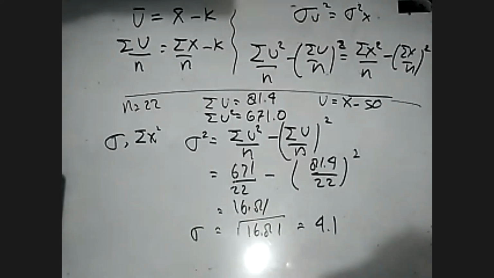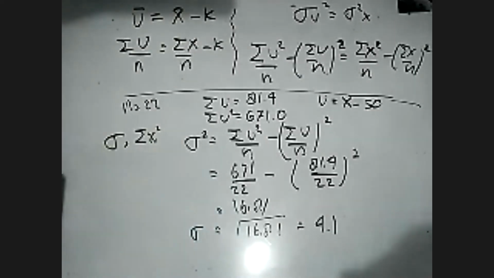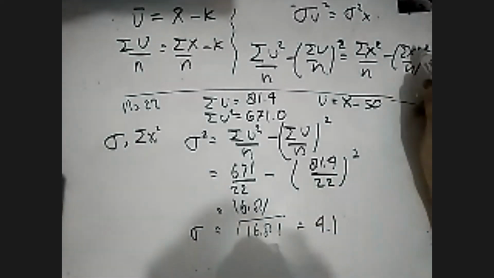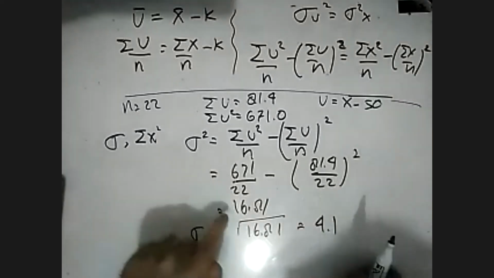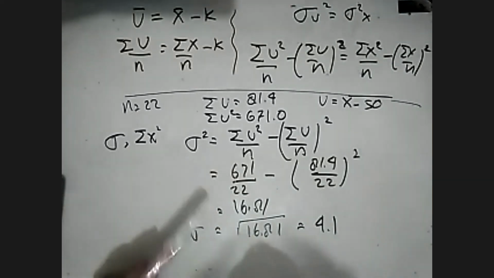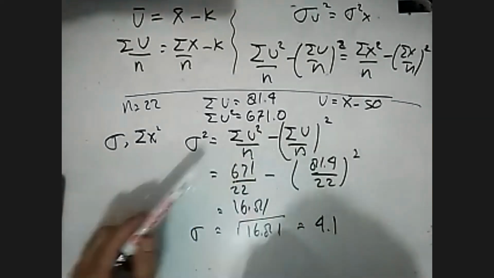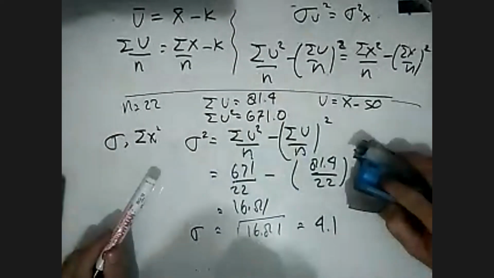Okay, now the next question: how to find sum of x squared? To find sum of x squared here, we can find it using the value of the variance. We have it here. I'm going to write the variance here using the x.